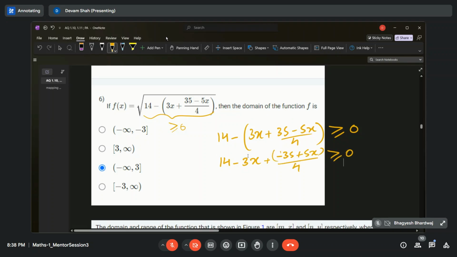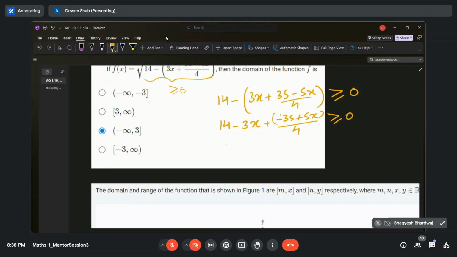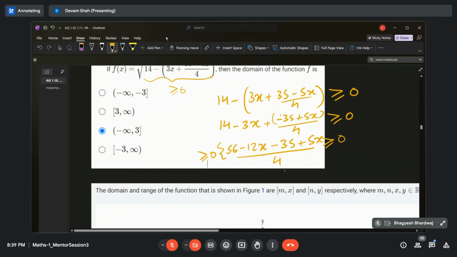Okay. Now let's make the denominator common. So it would be 56 minus 12x minus 35 plus 5x by 4 greater than or equal to 0. So for this to be greater than or equal to 0, only this numerator needs to be greater than or equal to 0. So we don't need the 4 now. So we will just multiply 4 on both sides. We can multiply positive numbers only, no negative numbers, while solving inequalities like this.